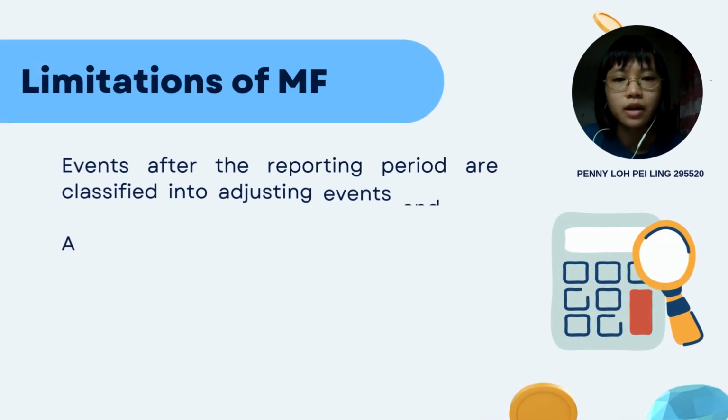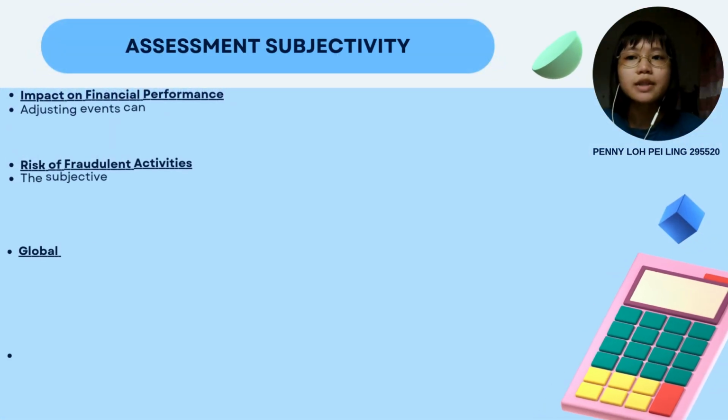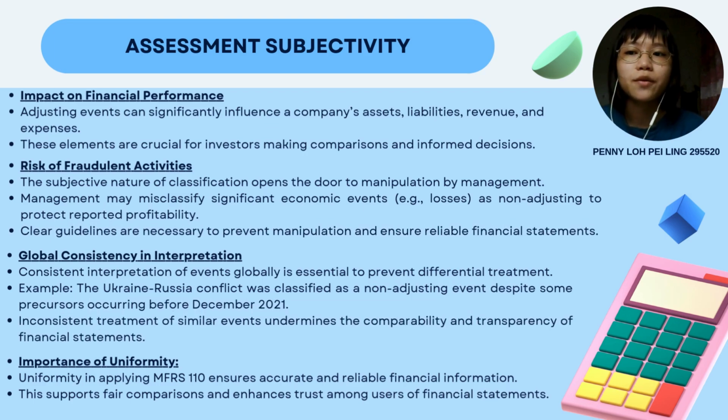Limitations of MFRS 110. Events after the reporting period are classified into adjusting events and non-adjusting events. Adjusting events reflect conditions existing at the end of the reporting period. There are four assessment areas. The first is impact on financial performance. Adjusting events can significantly influence a company's assets, liabilities, revenue, and expenses. So, these elements are crucial for investors making comparisons and informed decisions.